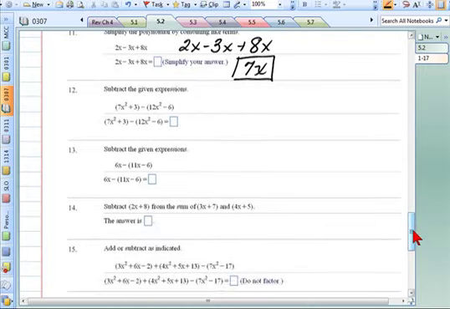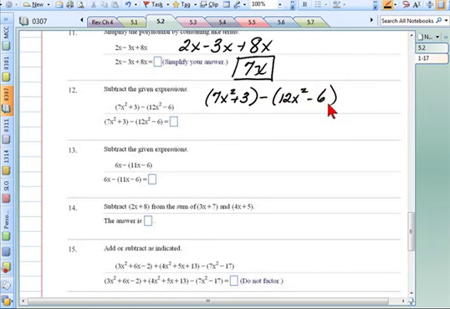Number 12 has got a binomial minus a binomial. You don't have to even think about the fact that those were binomials. I'm going to rewrite it so we can all see it a little bit better. I have 7x squared plus 3, that's in parentheses, minus, parentheses, 12x squared minus 6.